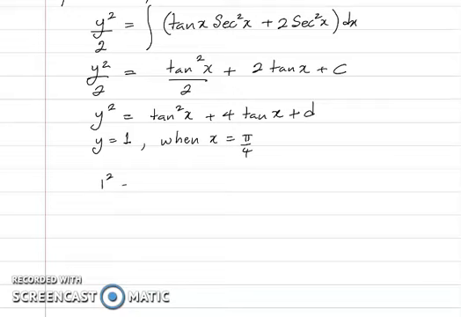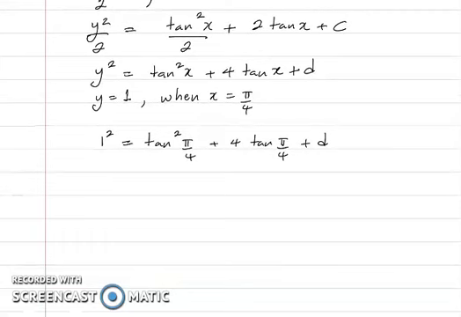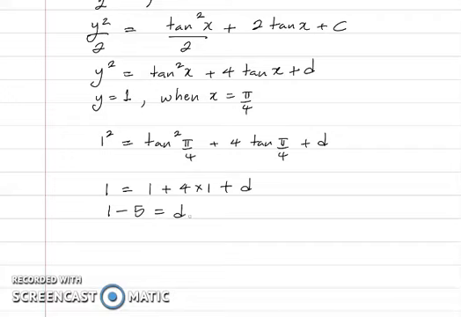So this is going to be 1 squared is equal to tan squared pi by 4 plus 4 tan pi by 4 plus b. All right, now the tangent of pi by 4 is 45 degrees, and the tangent of 45 degrees is 1. So this is 1 is equal to 1 plus 4 times 1 plus b. So therefore this is 1 minus 5 is equal to b. So therefore b is equal to minus 4.